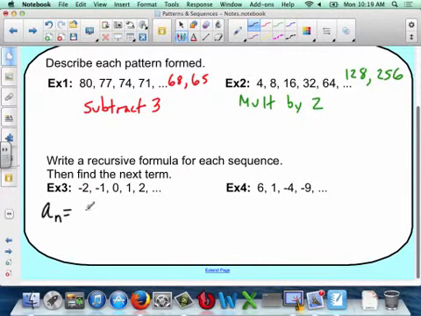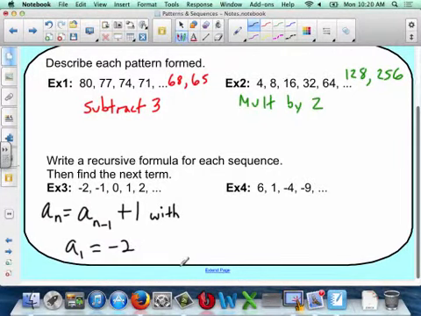Now, first of all, describe to me what's happening here with number 3. We're adding 1 to the previous term, right? So, how would I represent that with the recursive formula? A sub n equals A sub n minus 1. So that's the previous term. And what am I doing to that previous term? Adding 1. Now, what's my starting value? With A sub 1 equal to negative 2.